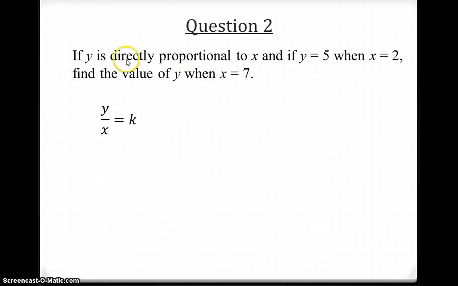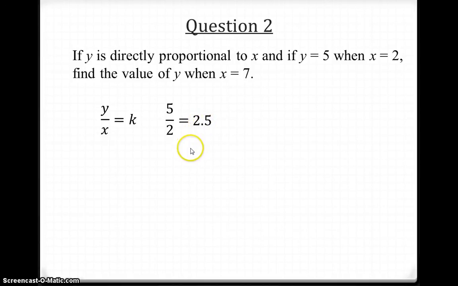When the question tells you direct proportion, you prepare the equation y over x is equal to k. Then from here, you ask yourself, what is the value that you need to solve? Yes, k we need to solve. Substitute the values given, y equal to 5, x equal to 2, and find k. So in this case it is 2.5.